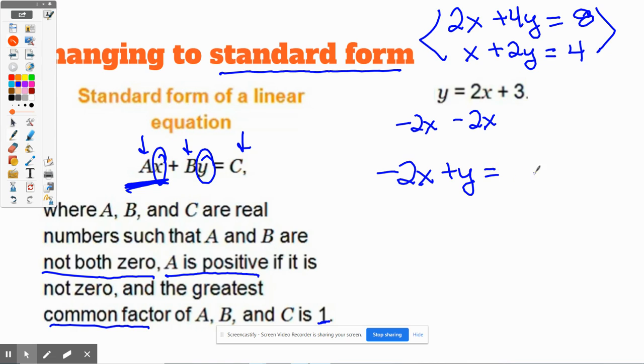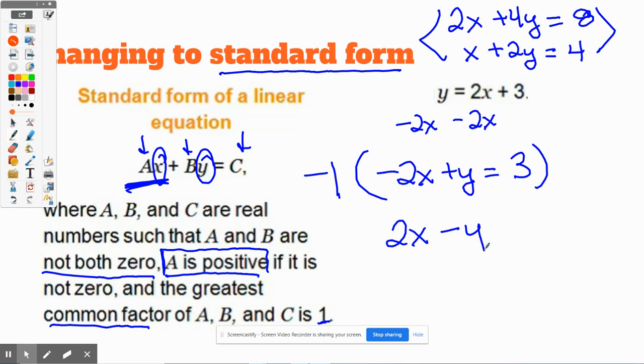plus y equals 3. This does not follow my rules because they said that the first one has to be positive. So in order to make it positive, what I can do is multiply every little piece by -1, and that gives me 2x minus y equals -3, and then this would be considered standard form.